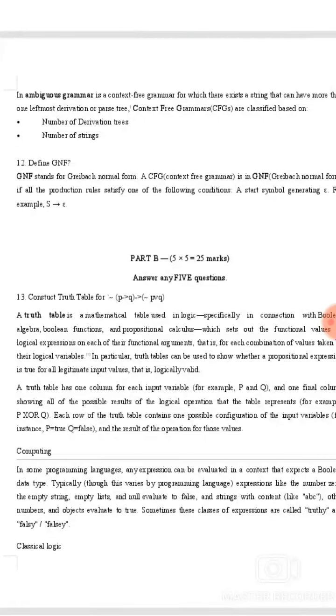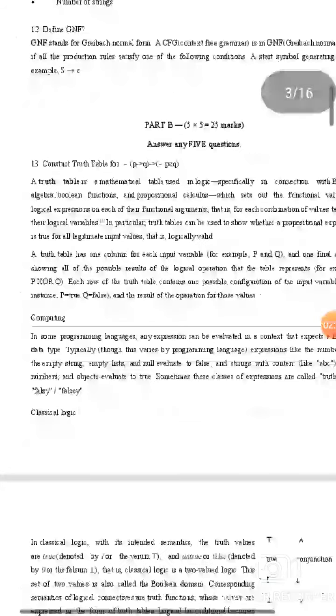Define GNF. GNF stands for Greibach normal form. It is a production rule that satisfies one of the following conditions: a start symbol generating epsilon, S gives epsilon. Part B.